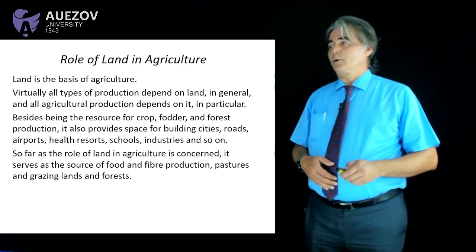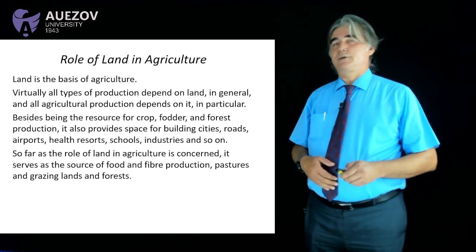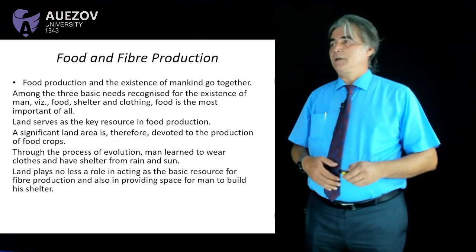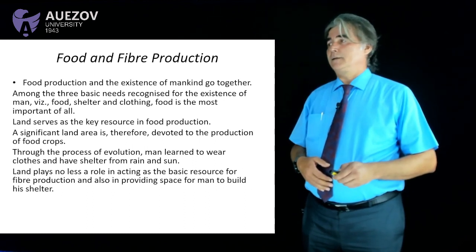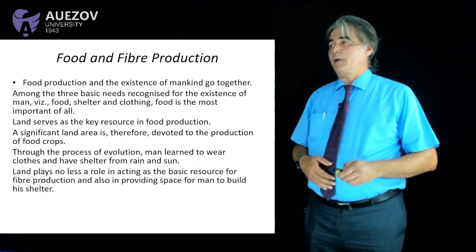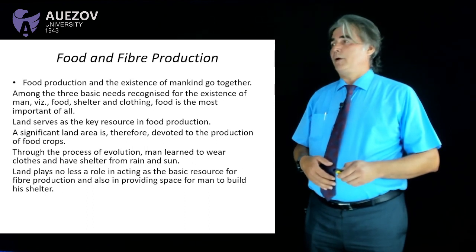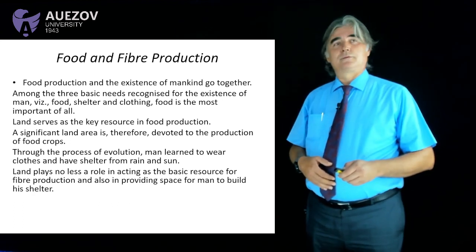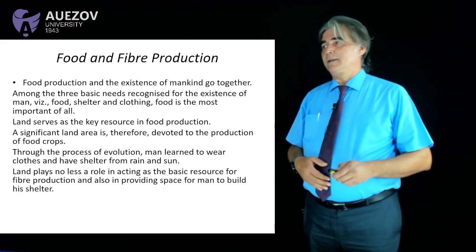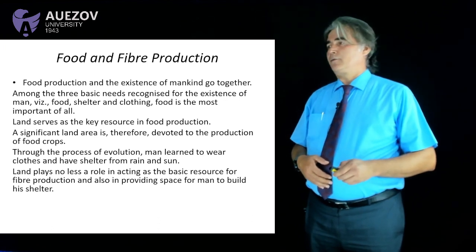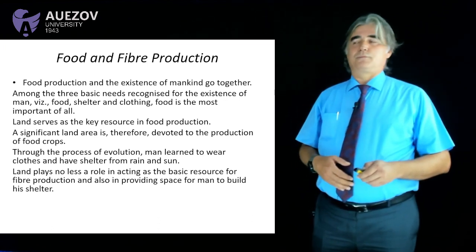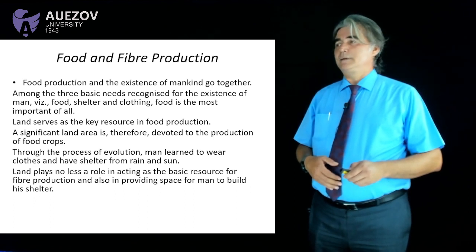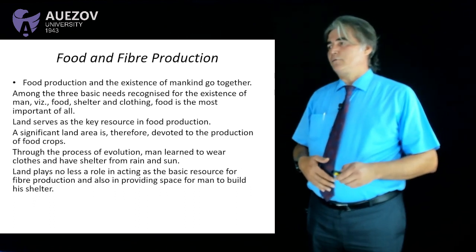It serves as a source of food and fiber production, pastures and grazing lands, and forests. Food production and the existence of mankind go together. Three basic needs are recognized for the existence of man: food, shelter, and clothing. Food is the most important of all. Land serves as the key resource in food production, and land plays no less a role in acting as the basic resource for fiber production, and also in providing space for man to build his shelter.